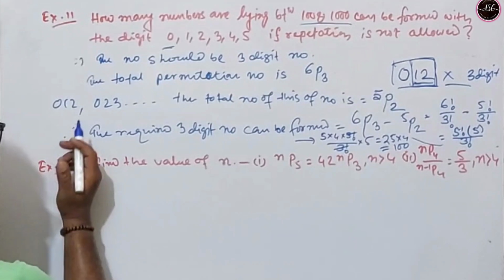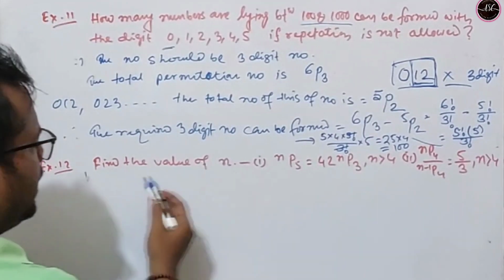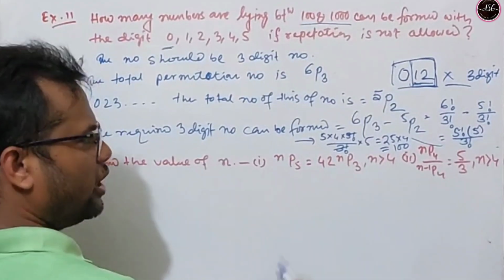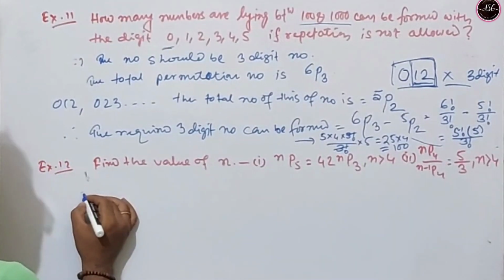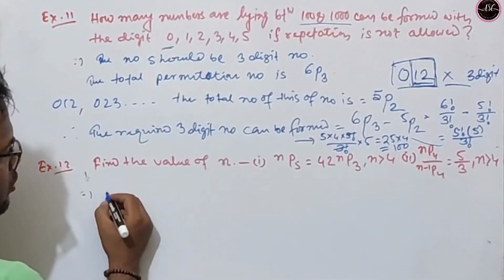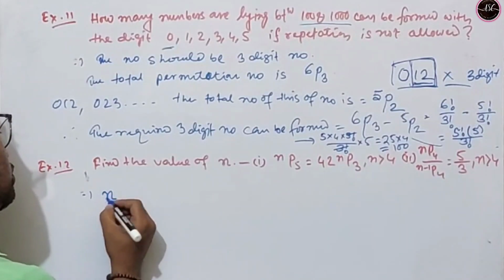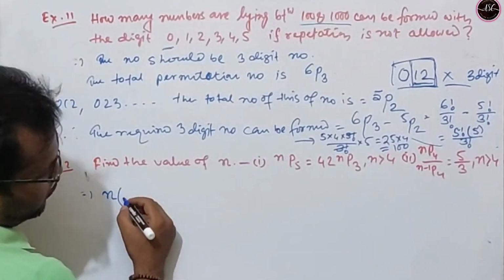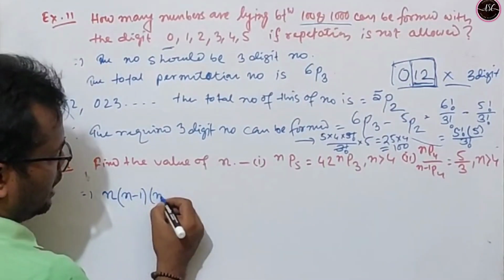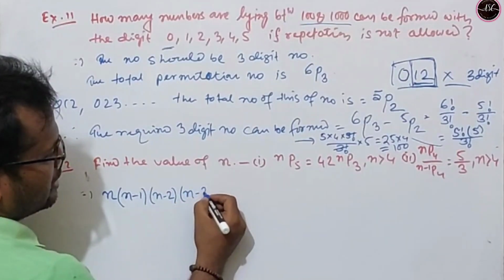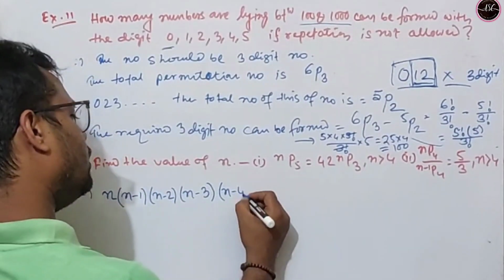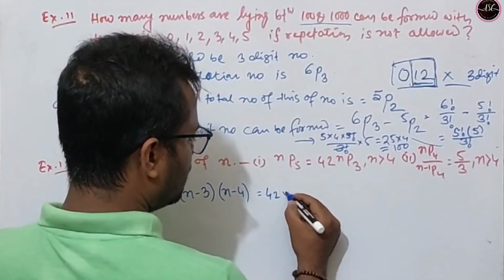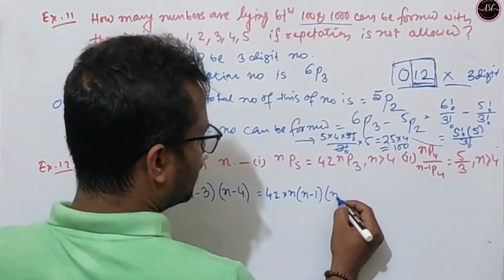Now for this one, find the value of n when nP5 equals 42 times nP3, where n is greater than 4. nP5 equals n into n minus 1 into n minus 2 into n minus 3 into n minus 4, equal to 42 into n into n minus 1 into n minus 2.